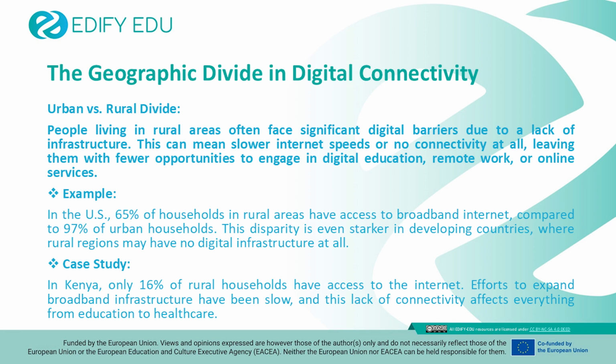Example. In the U.S., 65% of households in rural areas have access to broadband internet, compared to 97% of urban households. This disparity is even starker in developing countries, where rural regions may have no digital infrastructure at all. Case study. In Kenya, only 16% of rural households have access to the internet. Efforts to expand broadband infrastructure have been slow, and this lack of connectivity affects everything from education to healthcare.